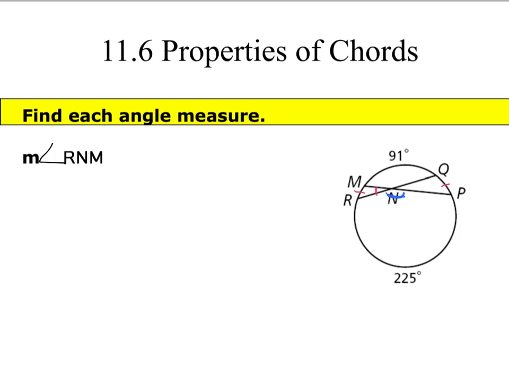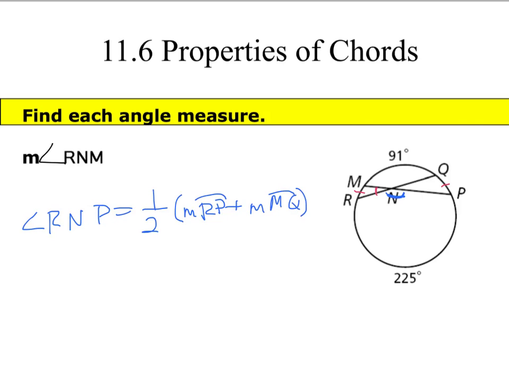All right, so now what I need to do is find RNP. How would I find angle RNP? Well, I just take half of the intercepted arcs, which are the measure of RP plus the measure of MQ. Okay, when I do that, I take half of 91 plus 225. And when I take half of that, it's going to equal 158. Whoops, what am I doing? 91 plus 225 is, sorry, it's not 216, it's 316, divided by 2 is 158.